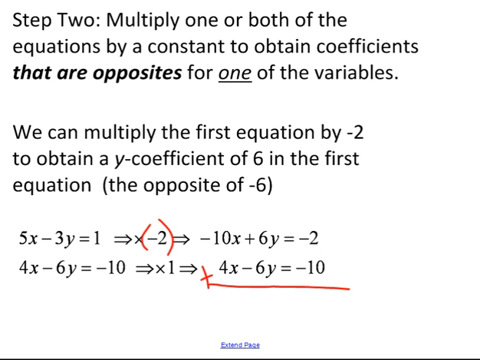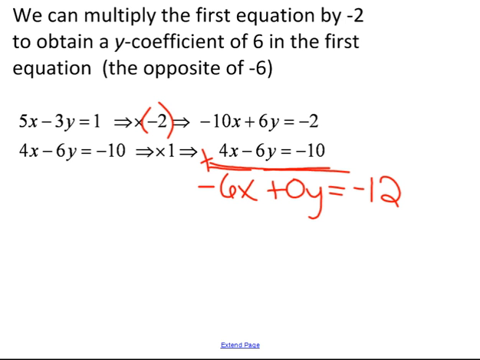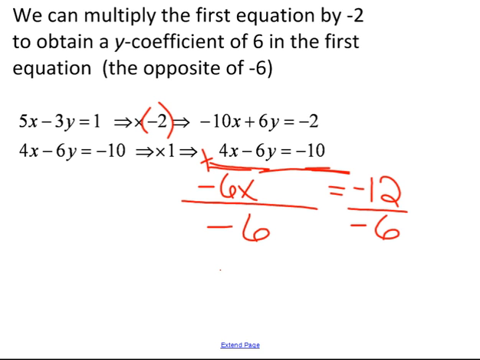Now that these two are opposite numbers, one's positive, one's negative, I'm going to add the two equations together. So I'm going to add the x's. Negative 10x plus 4x gives you negative 6x. 6y minus 6y gives me 0y is equal to negative 12. Well, if I have 0y, I do not need to write 0y. So right now I have negative 6x is equal to negative 12. It's negative 6 times x. Opposite of times is divide. Make sure you divide by the negative 6, not positive 6, is equal to positive 2.